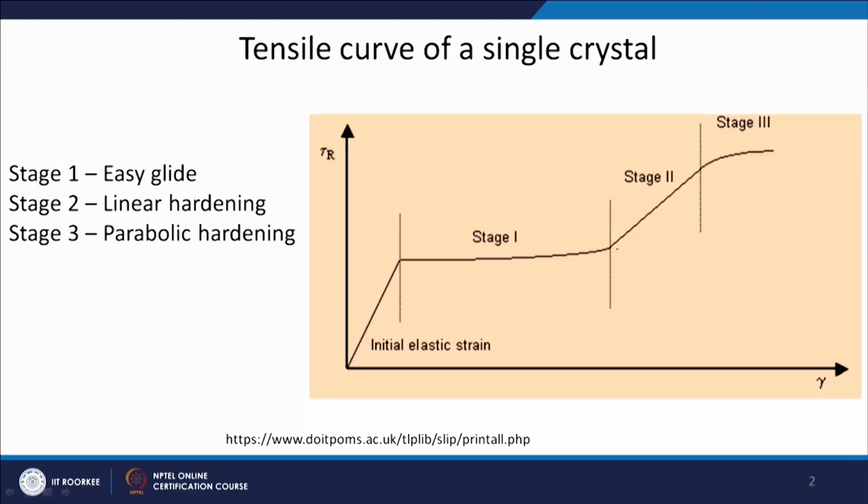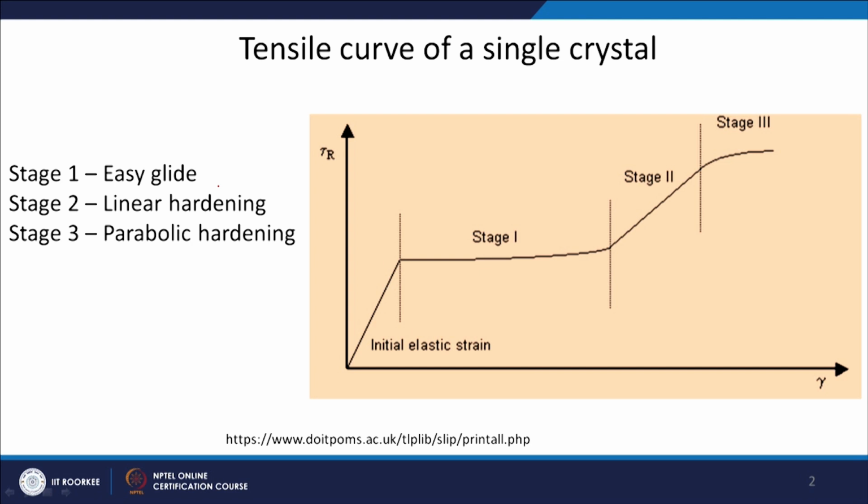Right now we want to understand what the tensile curve will be if you take a single crystal. Already we have seen tensile curves, but those are all for polycrystalline material. So let us see what happens if you take a single crystal. Again we will start with the elastic part, of course, and then you have what we call stage 1 deformation, then stage 2 deformation and stage 3 deformation. What do we mean by these stages?